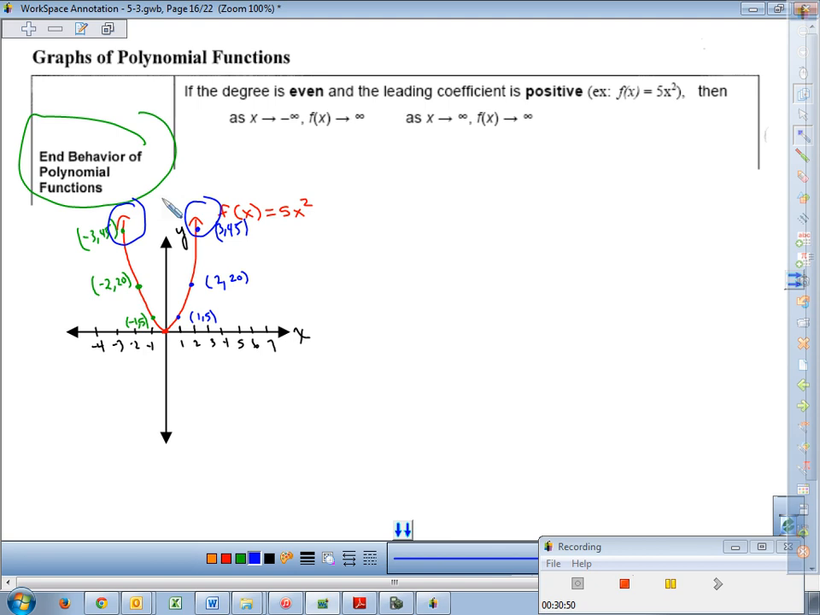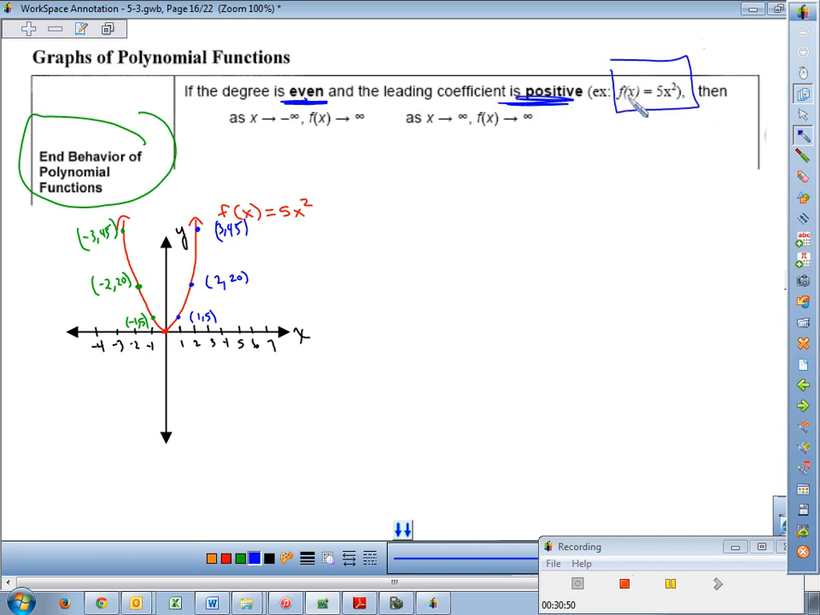End behavior. If you have an even degree, and the leading coefficient is positive, for an example, f of x equals 5x squared. Isn't that degree 2, correct? And the leading coefficient is 5, which is a positive number. Hopefully you know that that's a parabola, and this makes it open up, correct? So let's describe its end behavior.